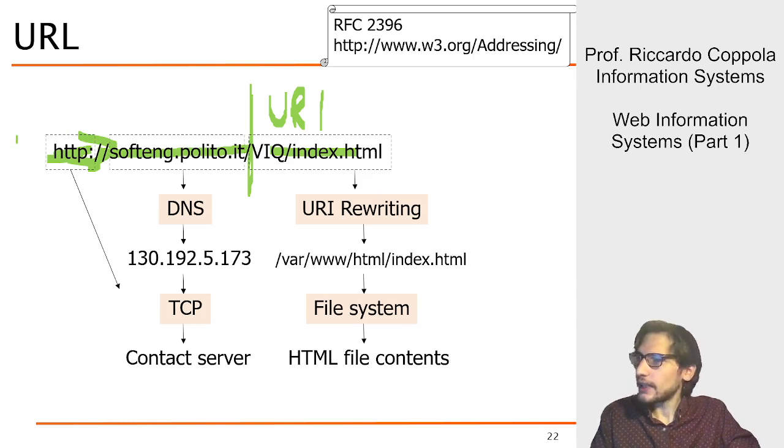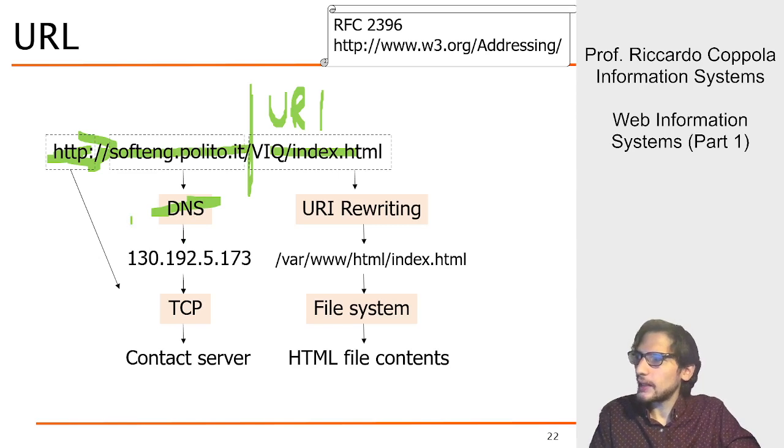When I have this type of URL, I have to translate this in a request to a specific node in the network so that I can find it in the internet. So the instrument that I use is the so-called DNS or domain name service. It appears here.